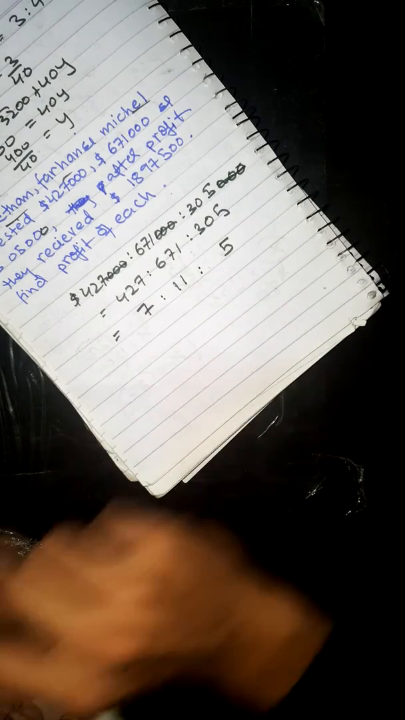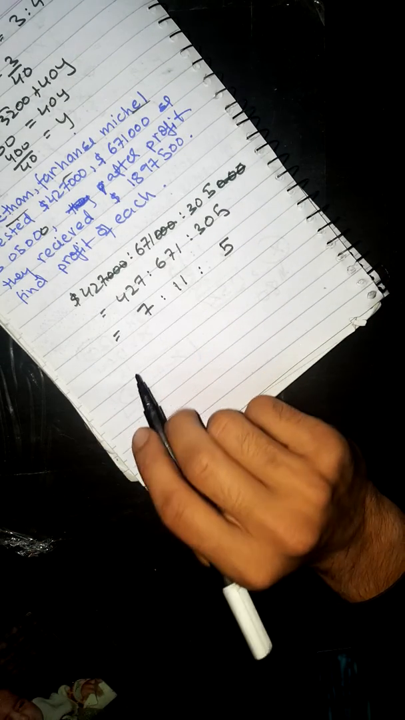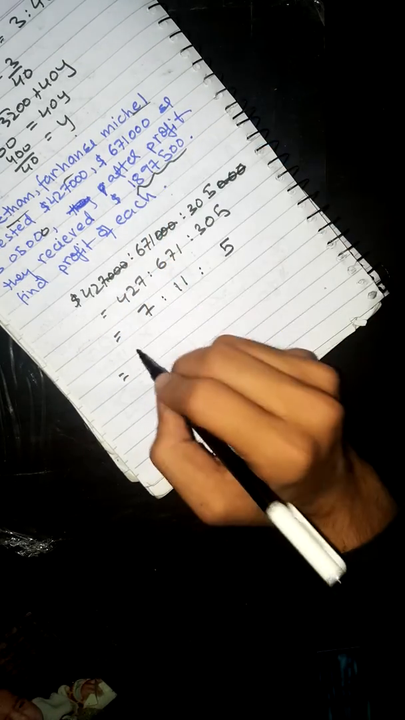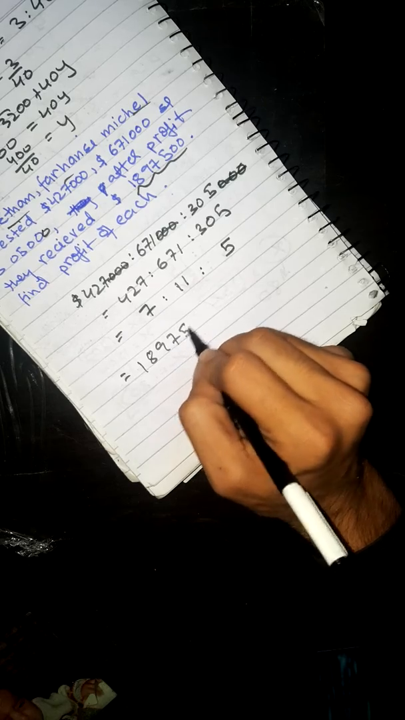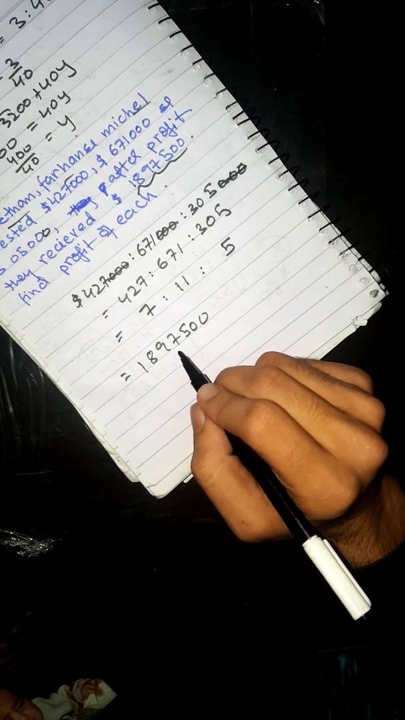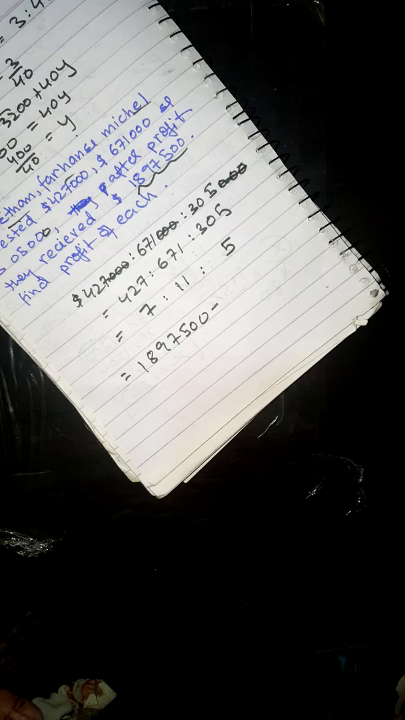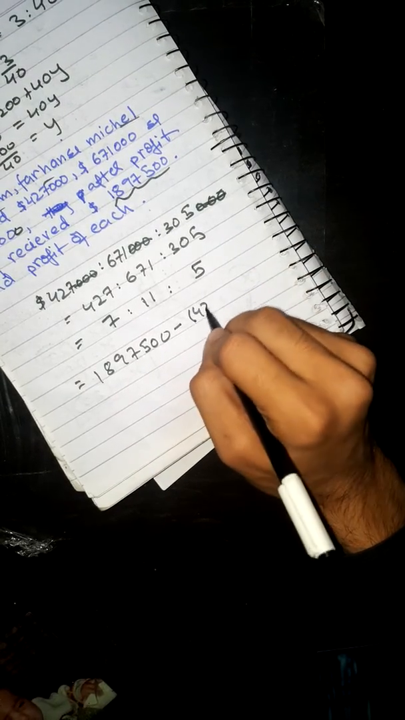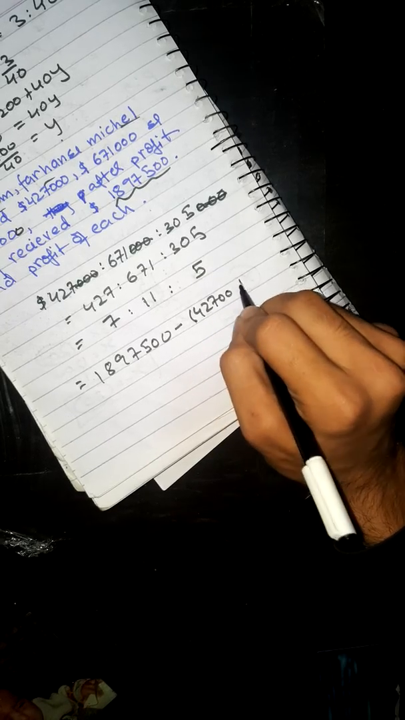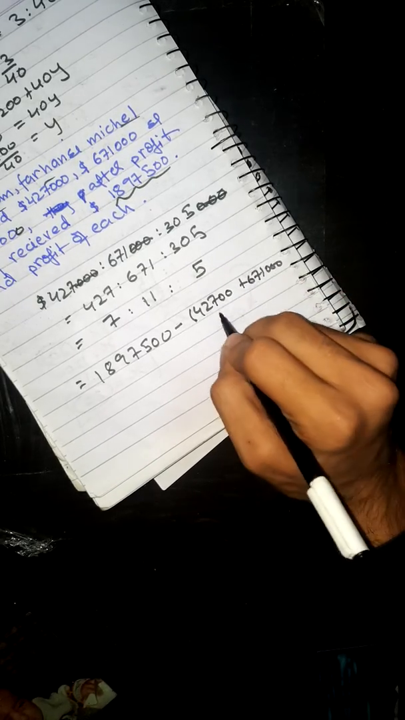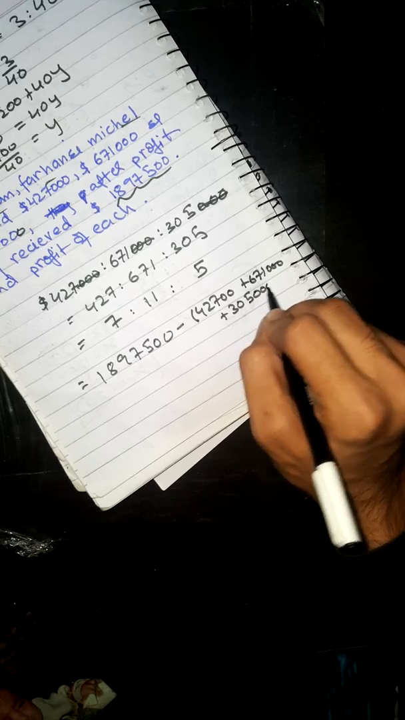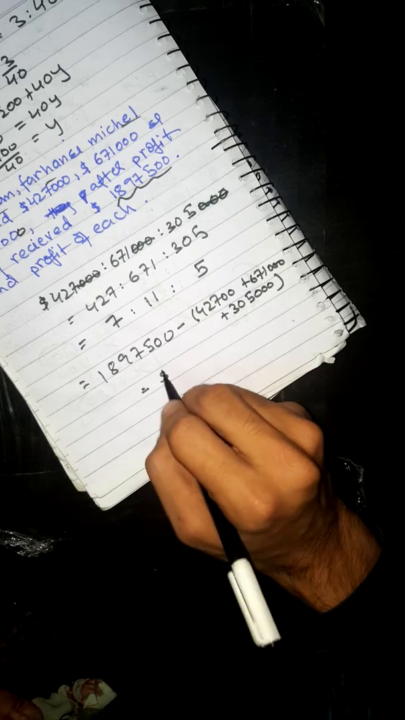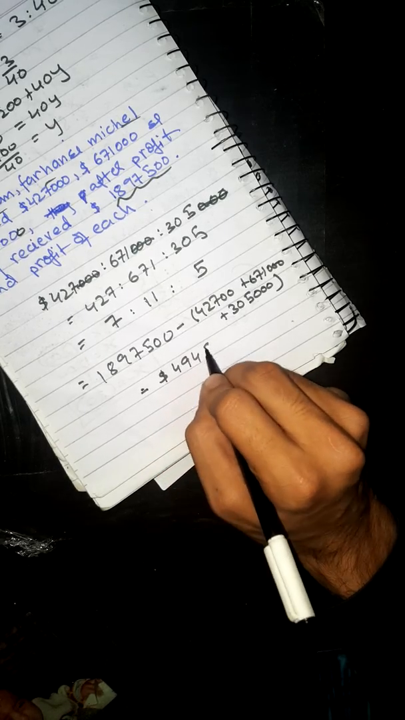5. Okay, so the total profit they made was 189.7. So we will subtract their invested amount from it. That is 4,27,000 plus 6,71,000 plus 3,05,000. We will subtract this, and the answer we will get over here will be $494,500.